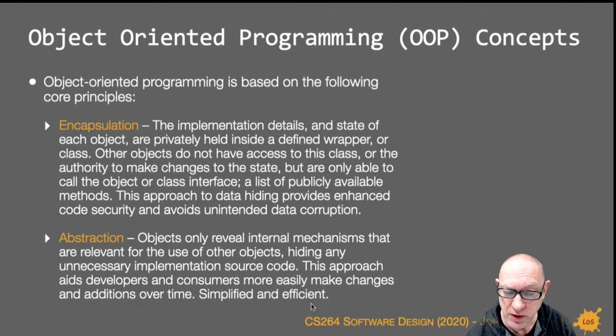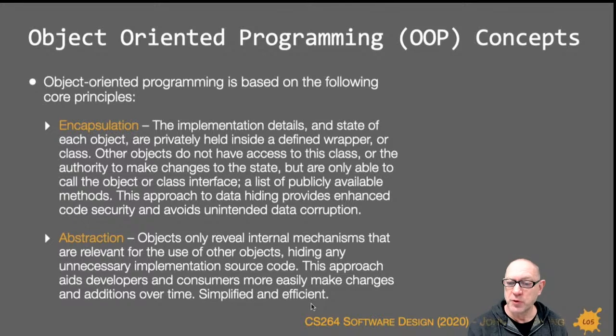So everything that you've heard about up until this point about wrapping class members up in a class and then being able to use that to instantiate objects, that's all about encapsulation. So the implementation details, the state of the object, they're all privately held inside this defined wrapper or the class. And other objects don't have access to this class or actually have the authority to make changes to the state of that class. They're only able to call the object, or the class, via an interface. And that interface is just this list of publicly available methods. So that approach to data hiding inside the class provides enhanced code security, and it also avoids unintended data corruption. So it's a nice way to set and package these things.